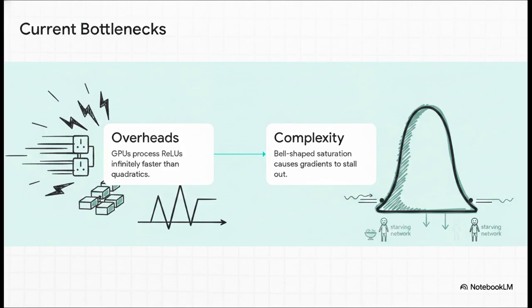Evaluating a rational quadratic function with multiple parameters at every single node, on the other hand, drastically slows down forward and backward passes on standard GPUs. Then we have the optimization complexity. That beautiful bell-shaped curve that makes this node so mathematically powerful, well, it's a double-edged sword. It creates two-sided saturation. If the initial weights accidentally place the input dose too far to the left or the right of the peak, the gradient drops to near zero. And as we know, when gradients drop to zero, standard backpropagation stalls out completely, and the network starves.